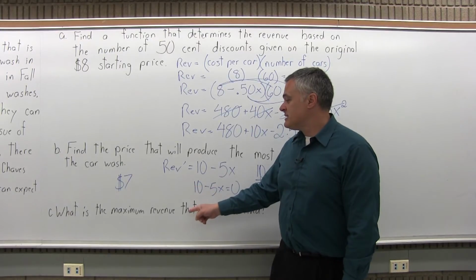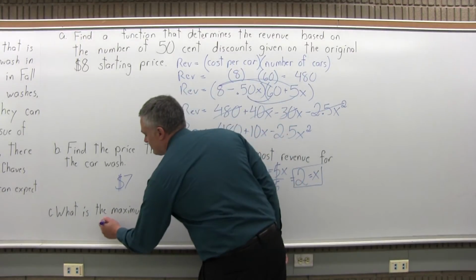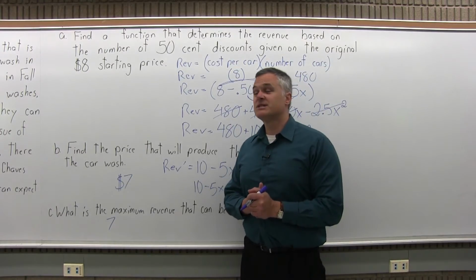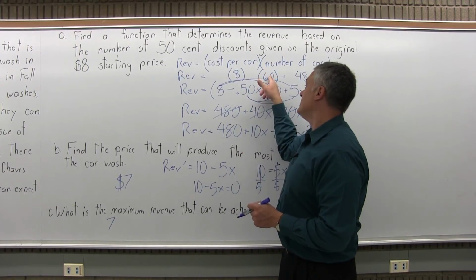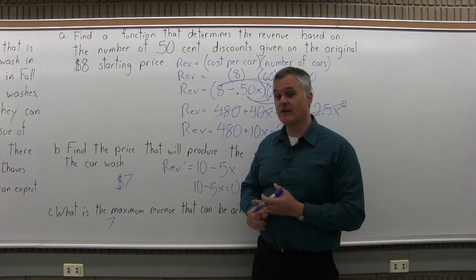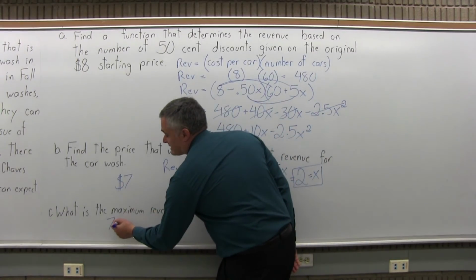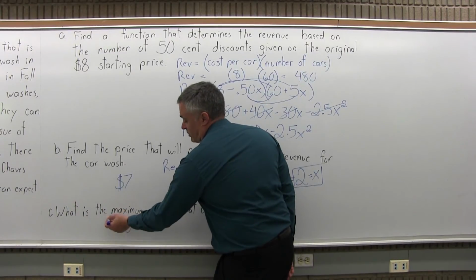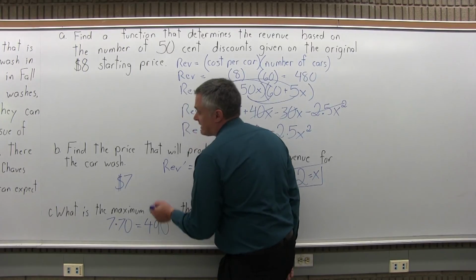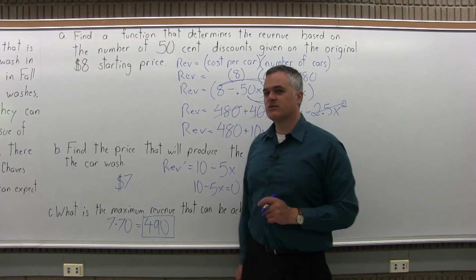And then that takes us to part C. What is the maximum revenue that can be achieved? So the best price is $7, which came from 2 discounts of 50 cents. Now, if you were starting with 60 cars and you gave 2 discounts, each discount would increase the number of cars by 5. So 1 discount, you'd go up to 65. The second discount, you'd go up to 70. So it's $7 per car. You're going to wash 70 cars. So $7 per car times 70 cars will give you a revenue of $490 instead of the $480 that you were making before. So the most revenue they can make for this car wash is $490.